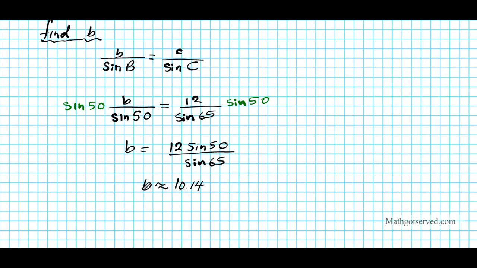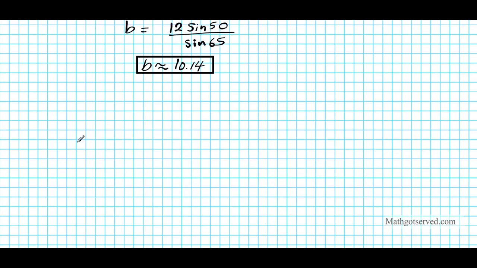Let's organize all our results in a nice list. Our solutions are: big C is equal to 65 degrees, little a is equal to 12, and little b is, well, actually little b is an approximate result, so little b is approximately 10.14. So there you have it.